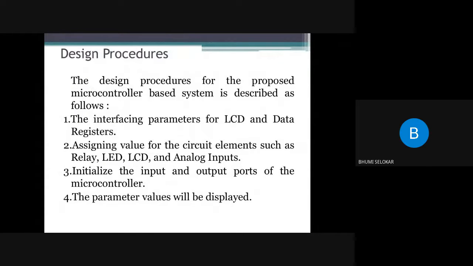Design procedure. First of all, we have to define the interfacing parameters, LCD and data register. Assign a value for circuit elements such as relay, LED, LCD, and analog inputs. Initialize all input and output ports such as voltage circuit, current circuit, temperature circuit, and all input and output of the microcontroller. The various parameter values such as voltage, current, frequency, etc. are displayed.